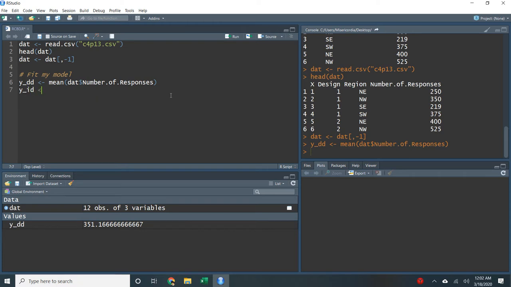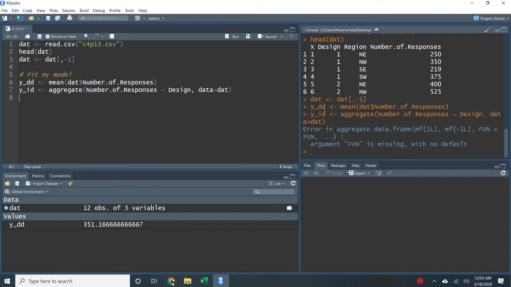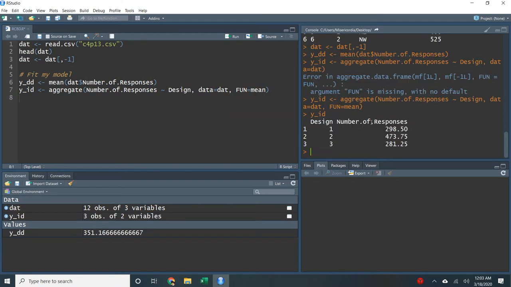Our yi dot. Now remember, we want to take each of the designs, so design is going to be our i, and we want the mean within each design across all of the different regions. We demonstrated this using the aggregate function in class before. So we're going to aggregate the number of responses by the design. Oh, and I need to give it my function. So I'm going to take the mean within each of those designs, and that gives me my yi dot.